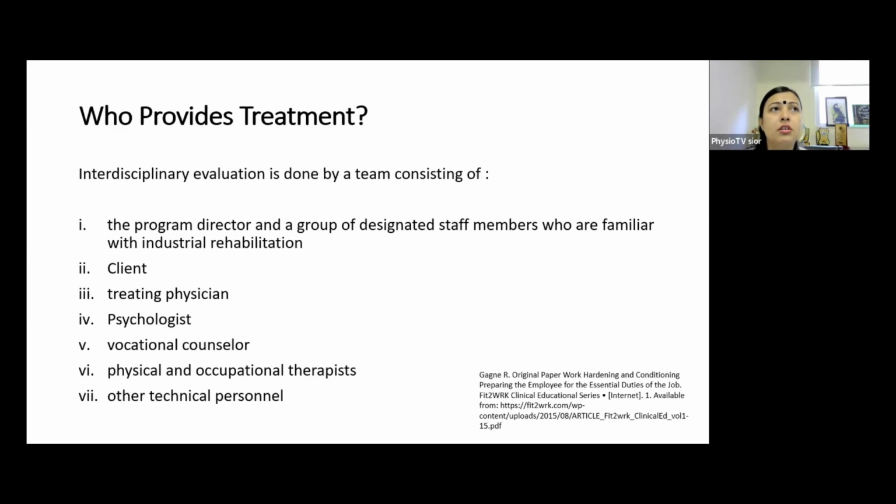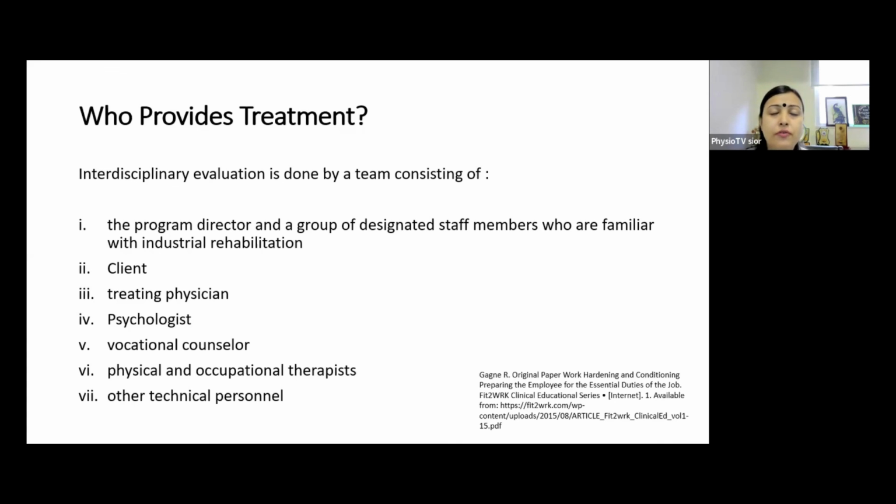So not just the worker who goes through the training, it is also the rehabilitation specialists who are part of this work hardening program. They have to also go for time to time training for this industrial rehabilitation. Of course, in that team, client is an integral part, because the goal setting has to be always done with the client. A treating physician always has to be part of the team, because if there is a diagnosis made for the injury, the physician also has to take care of the medication changes which need to be done, and any sort of investigations which need to be done as part of reassessment.